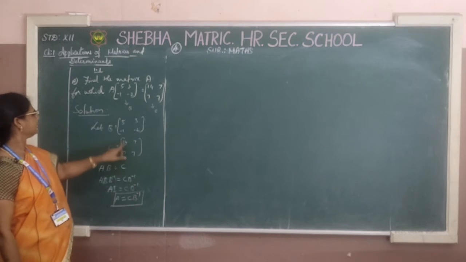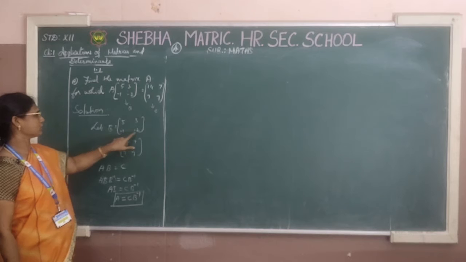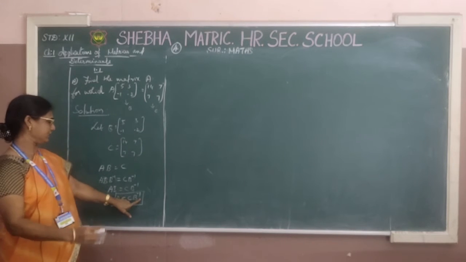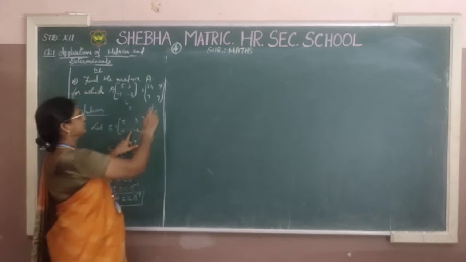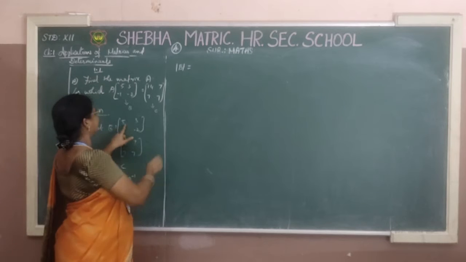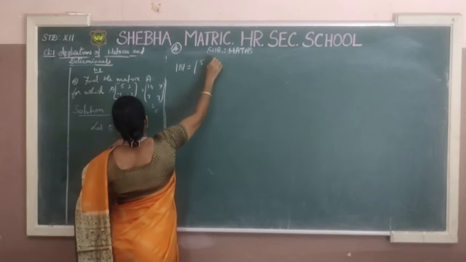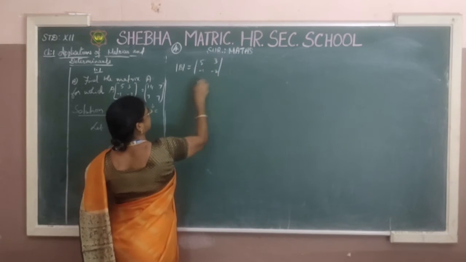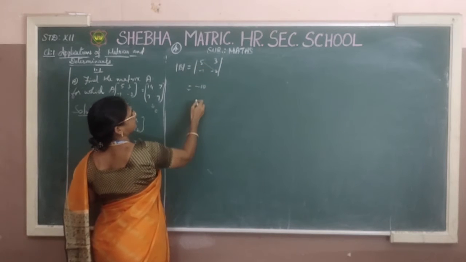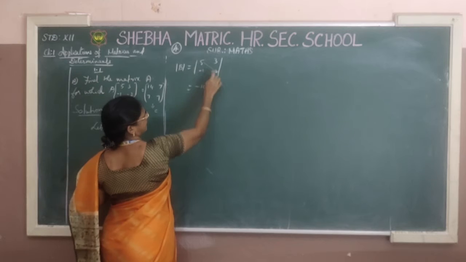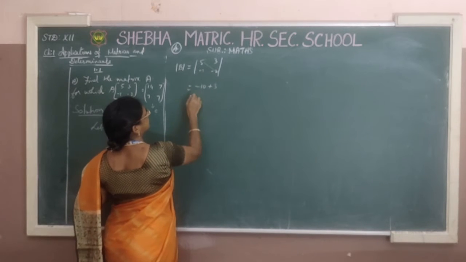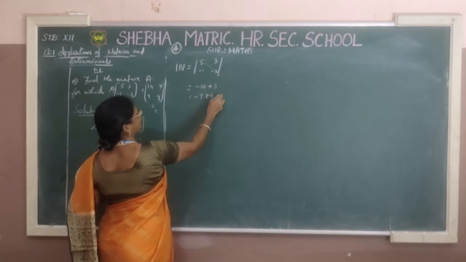Where is B? B is 5, 3, minus 1, minus 2. Before finding B inverse, we have to find determinant B. So, first find the determinant value of B. We get 5, 3, minus 1, minus 2 is equal to, first multiply these two elements, 5 twos are 10, and minus 3 into minus 1 is plus 3, which is equal to 7. This is not equal to 0 also.